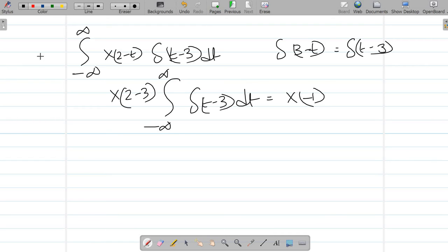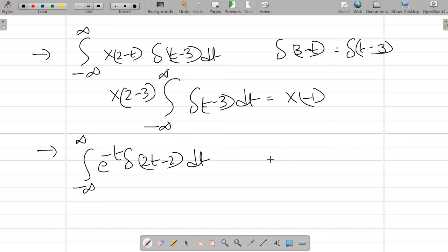Right. Let us take one more example. The integral from minus infinity to plus infinity of e to the power minus t delta of 2 minus t dt. Now we know that delta of a t minus b, I can write this as 1 by a delta of t minus b by a.